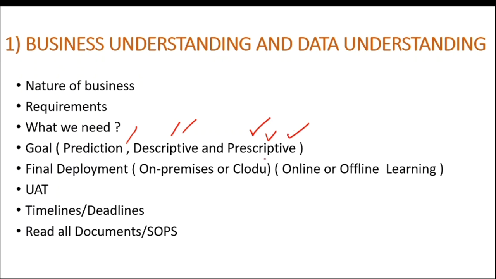Then we will discuss the final deployment, whether they will deploy on premises or in the cloud. It could be online or offline learning. For example, in the case of banking transactions, that would be online, so the machine learning model should support online learning. And UAT, user acceptance testing, once the model is deployed: in which way they will perform it, and what the timelines and deadline of this project would be.